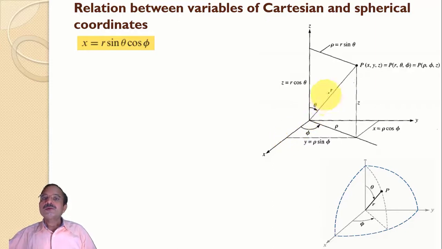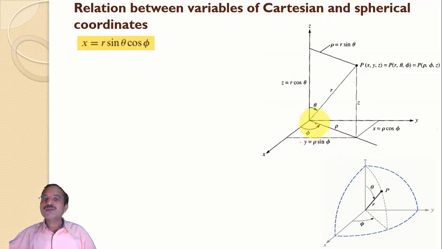If I consider this right angle triangle, and this side is r, then this side is r sin theta. That means rho is equal to r sin theta. So the projection of r in the xy plane is r sin theta. Now the projection of r sin theta on the x axis is r sin theta cos phi. So this gives me x equal to r sin theta cos phi.